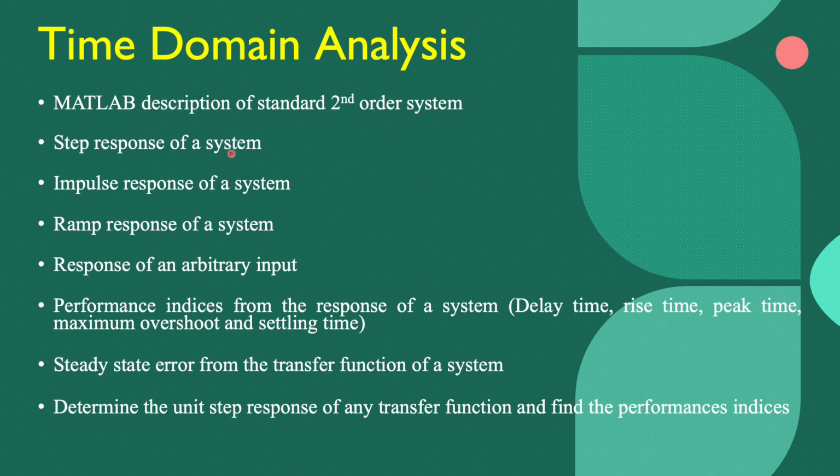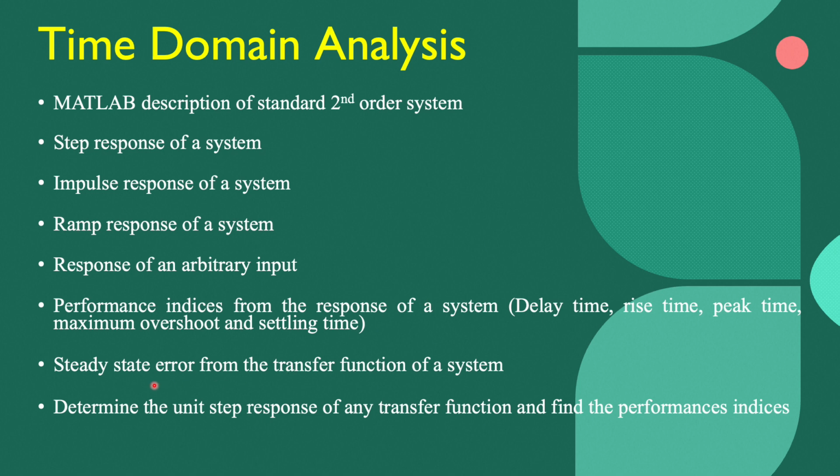Then we use the step response of a system, then the impulse response of the system, then we talk about the ramp response of the system, and next we talk about any arbitrary input to the system and its performance. Here you can see performance indices for the response of a system, meaning from the graph we have to find the delay time, rise time, peak time, maximum overshoot as well as the settling time.